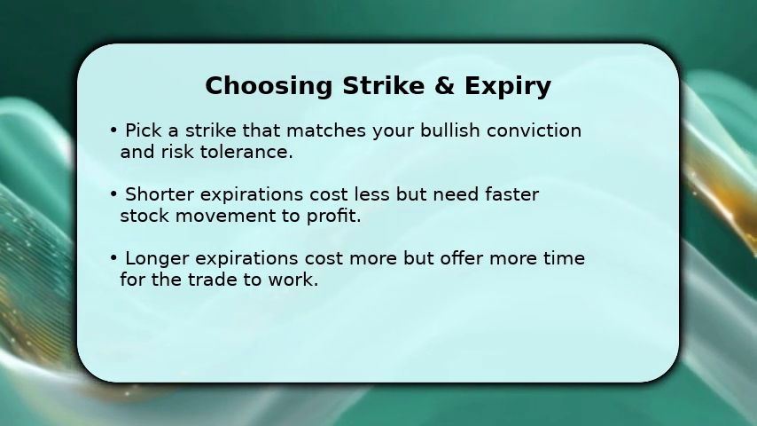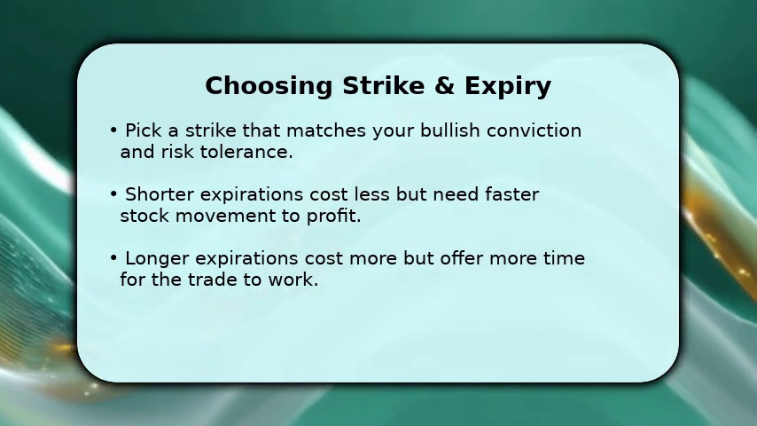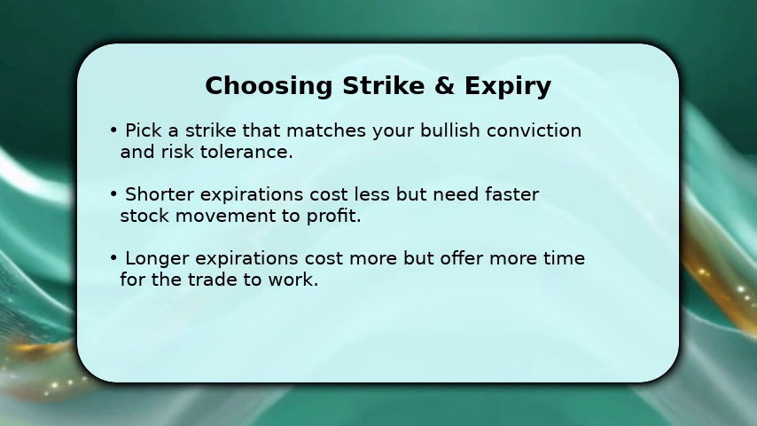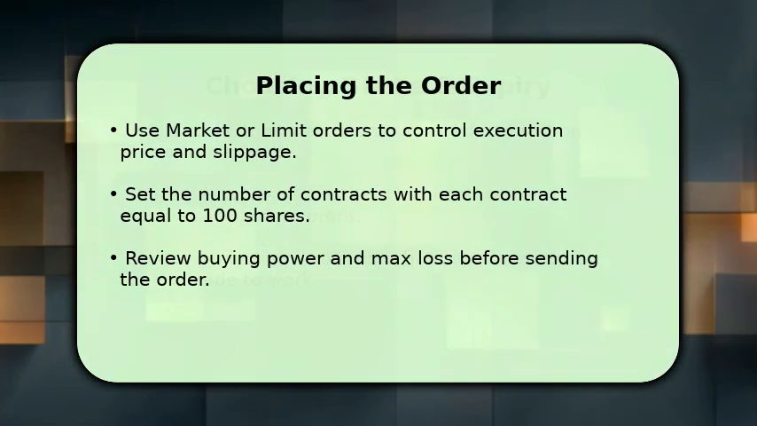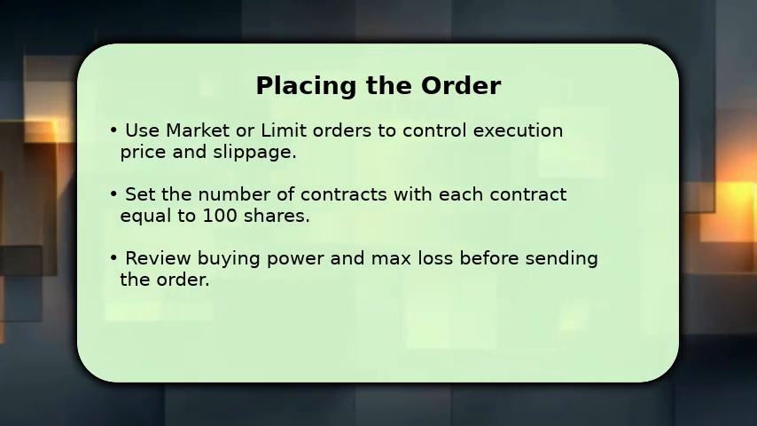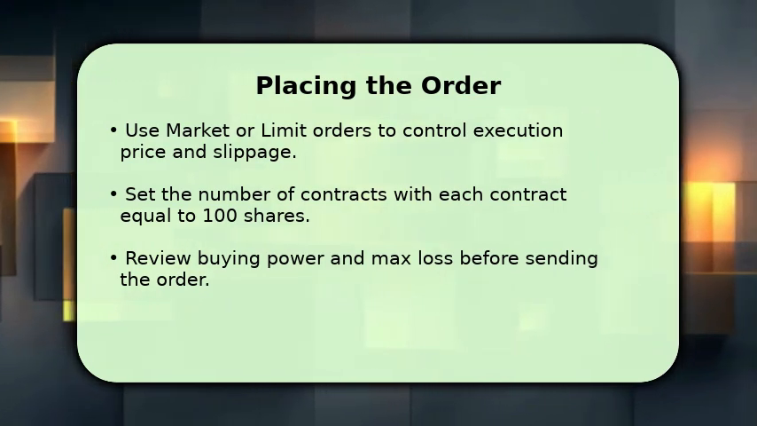Choose strikes in, at, or out of the money based on how aggressive you want to be, and remember each contract represents 100 shares for payoff calculations. When placing the order, decide between market and limit execution to balance speed and price.